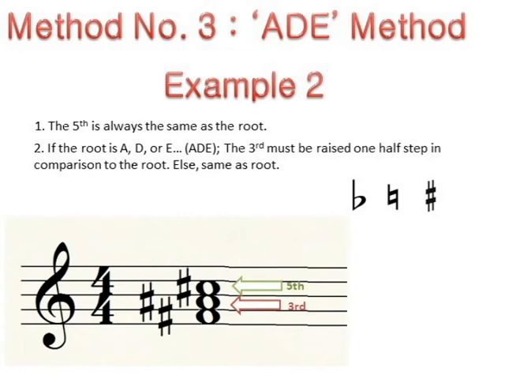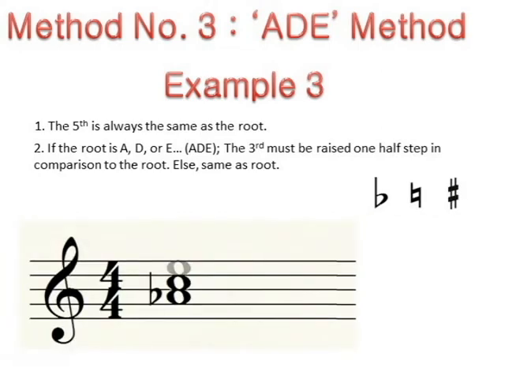Here's the root note A flat. First stack the thirds, adding C and E. Rule 1. The fifth is the same as the root, so add a flat to E. Rule 2. Is the pitch A part of "aid"? Yes, so the third must be raised 1/2 step in comparison to the root. Since A is flat, then the C will be natural. So A flat, C, E flat is a major triad.